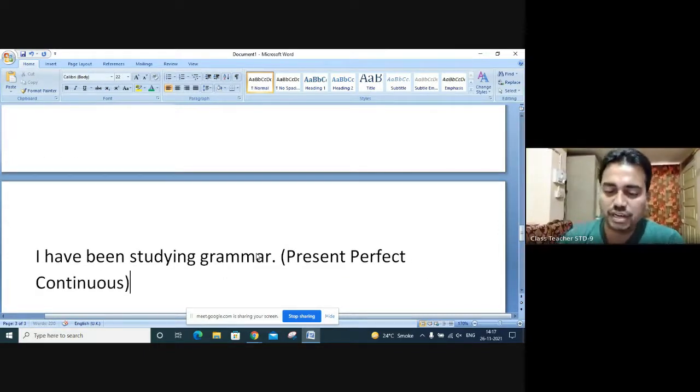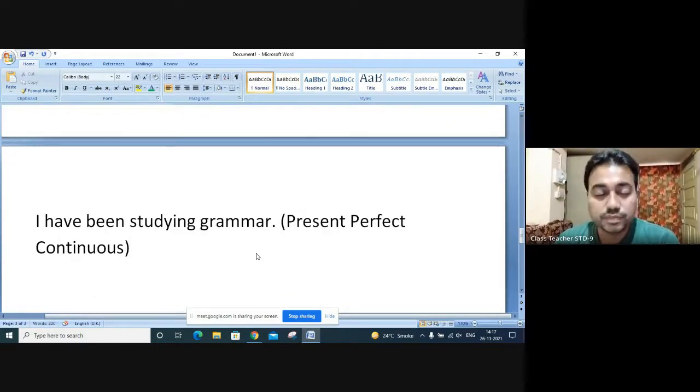Now let's see if we can make the passive voice of this sentence. According to the rule, what is the receiving object in this sentence? I have been studying grammar. Yes, grammar is the receiving object. What have you been studying? Grammar. So grammar ko chalo le lete hain.